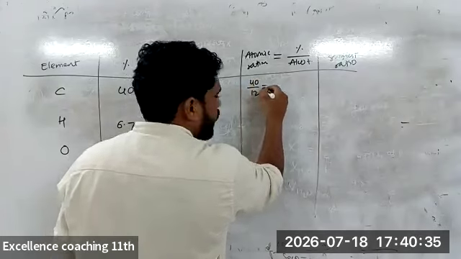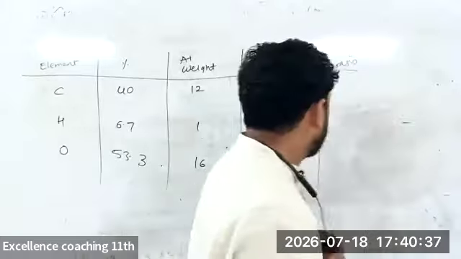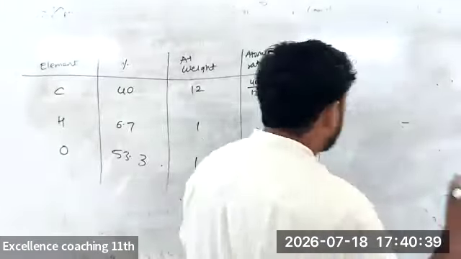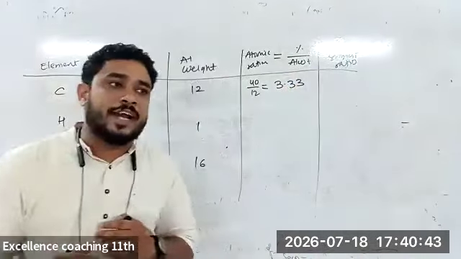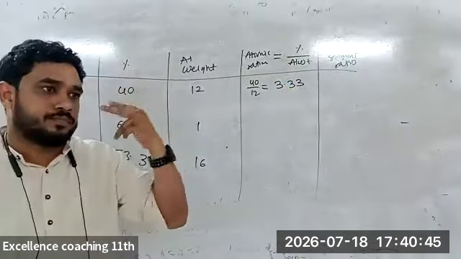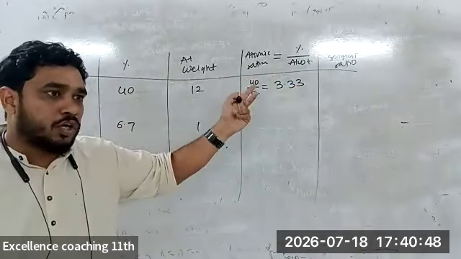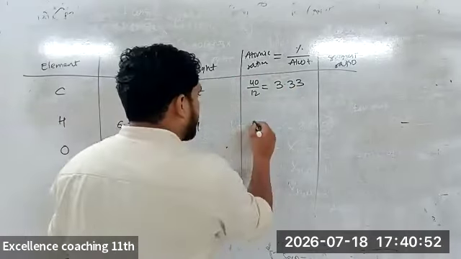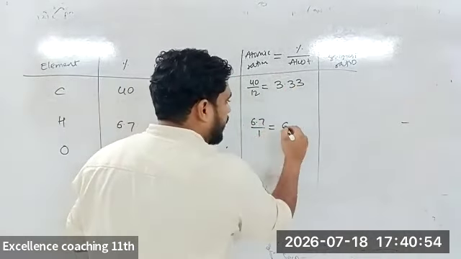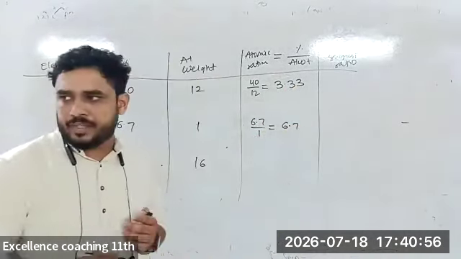40 upon 12. Correct. So it will come to approximately 3.33. After the decimal, try to write 2 digits. When you calculate this atomic ratio, after the decimal, write 2 digits. So this will be 6.7 divided by 1, so it will be 6.7.